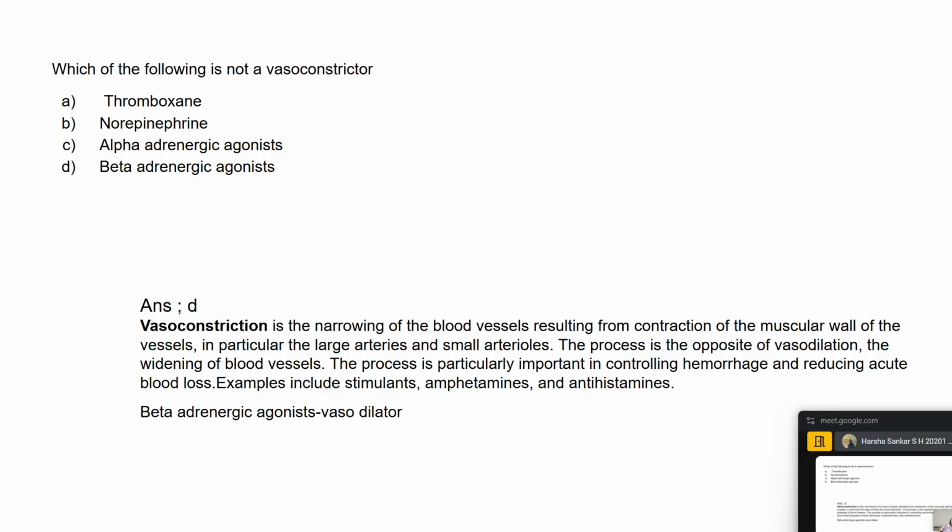So beta adrenergic agonists come under the class of vasodilators. If we are taking them, that means the blood vessels get widened. But alpha adrenergic agonist, norepinephrine, and thromboxane are vasoconstrictors, which means they have the power to make blood vessels narrow.